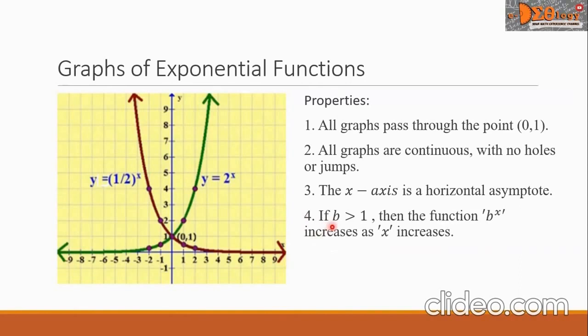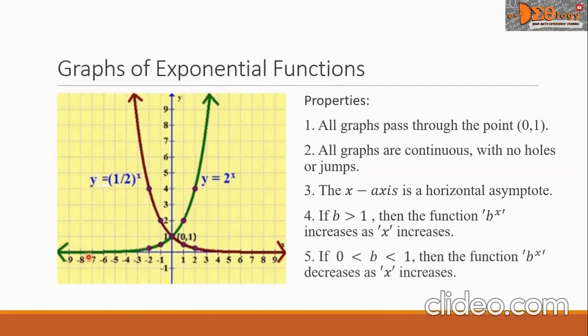Property number 4. If b is greater than 1, then the function b raised to x increases as x increases. This is an example of a graph with b, or the base, greater than 1. Property number 5. If b is between 0 and 1, then the function b raised to x decreases as x increases. This is an example of a graph for property number 5. Property number 6, the function f is 1 to 1.